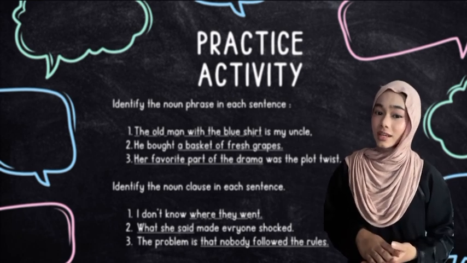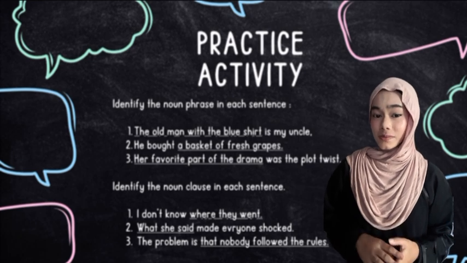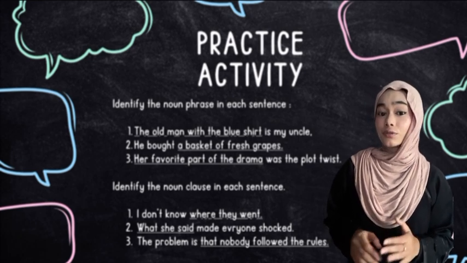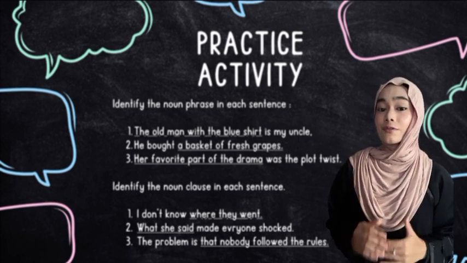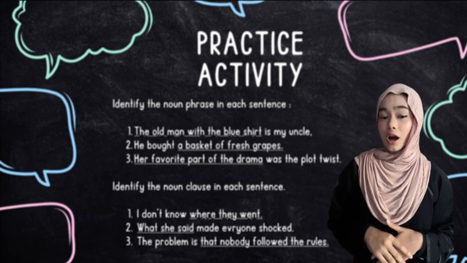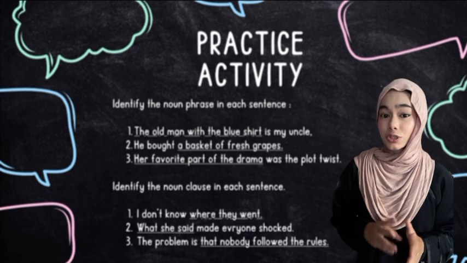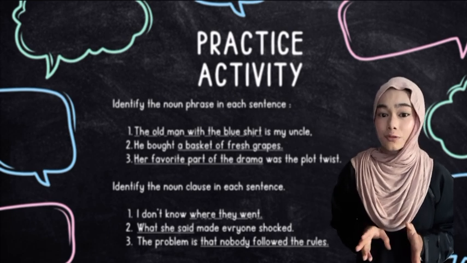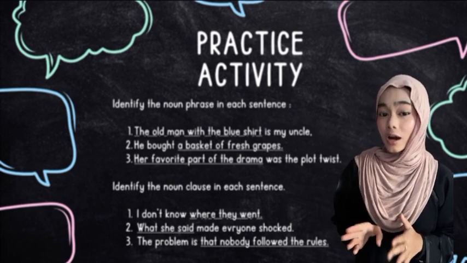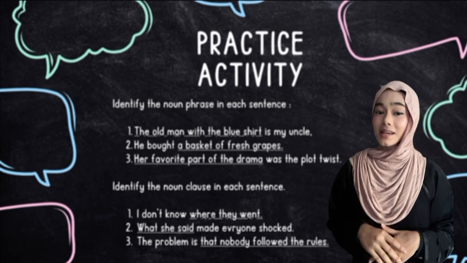The second one, he bought a basket of fresh grapes. In this sentence, the noun phrase is a basket of fresh grapes, which is the object of the verb bought. And the last one, her favorite part of the drama was the plot twist. The noun phrase here is her favorite part of the drama, which functions as the subject.